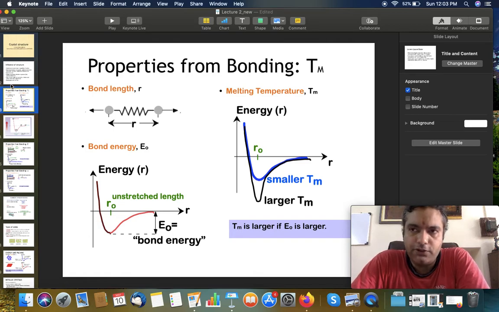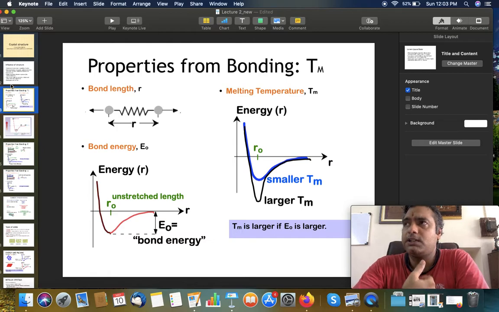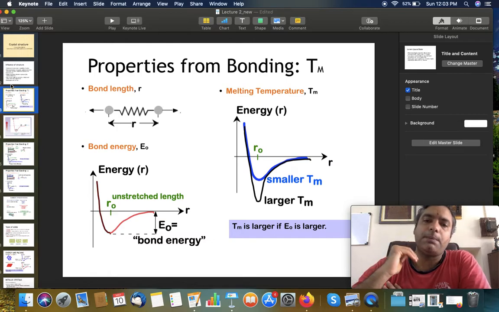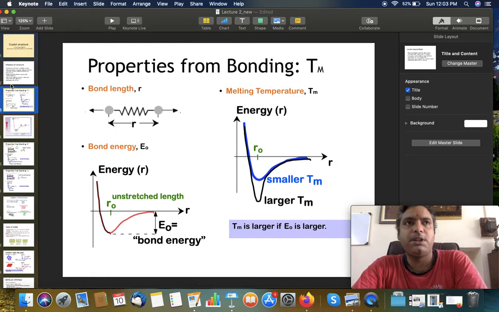Then comes the bond energy. The energy between two atoms that makes a periodic structure should be very appropriate, and it has to be in the most comfortable and lowest energy possible.